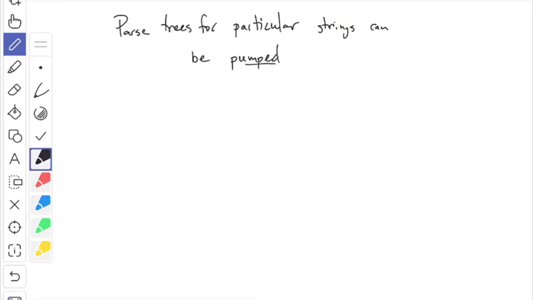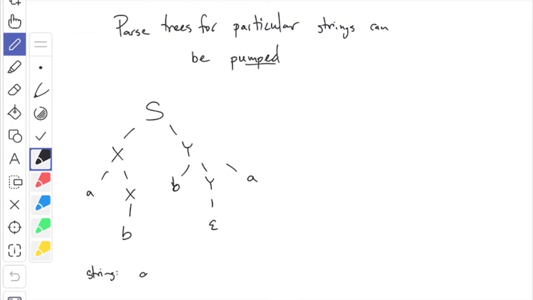Here's what that means. If I have, for instance, S, this is not the same grammar. I'm just making up a parse tree. I don't even know what the grammar is that it comes from. Not important. Let's say Y goes to B, Y, A, and then this Y goes to epsilon. This is a parse tree. The string here is A, B, B, A. There's an epsilon in there, but the string is A, B, B, A.